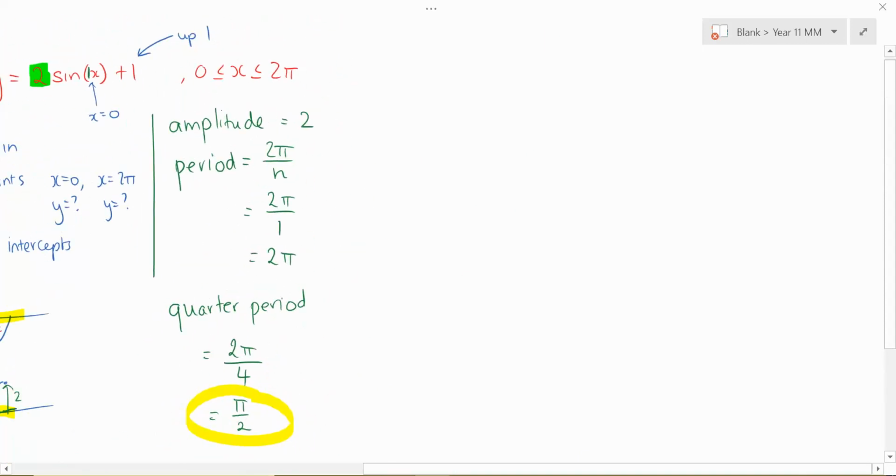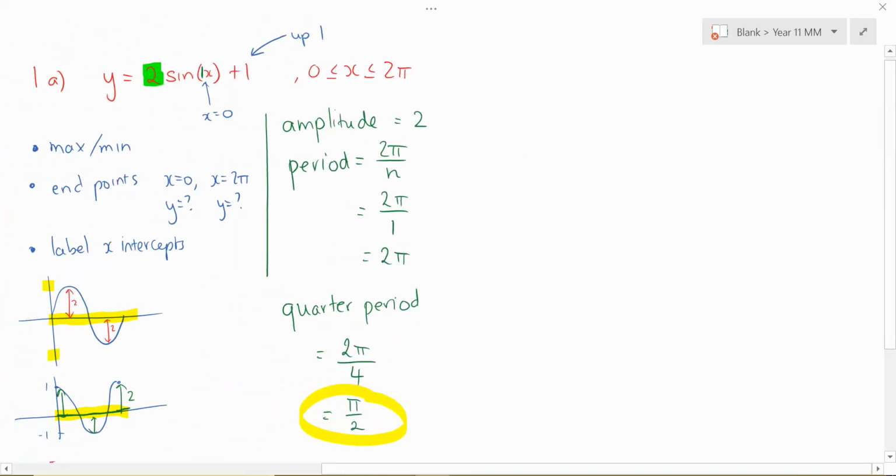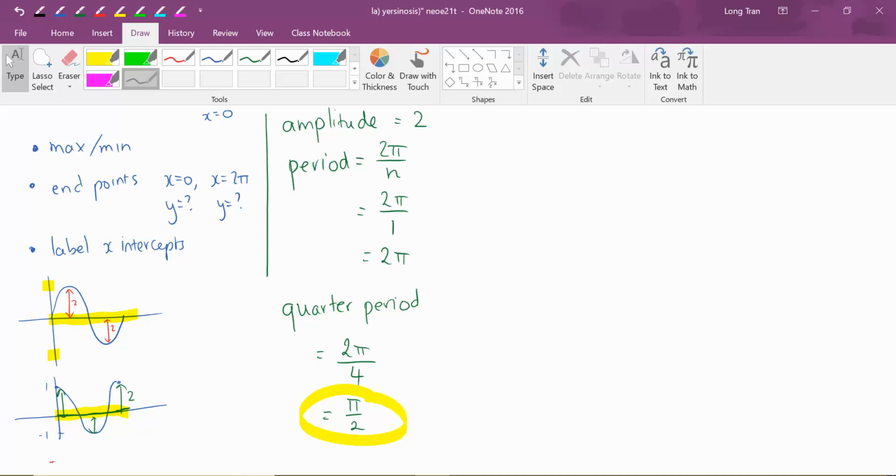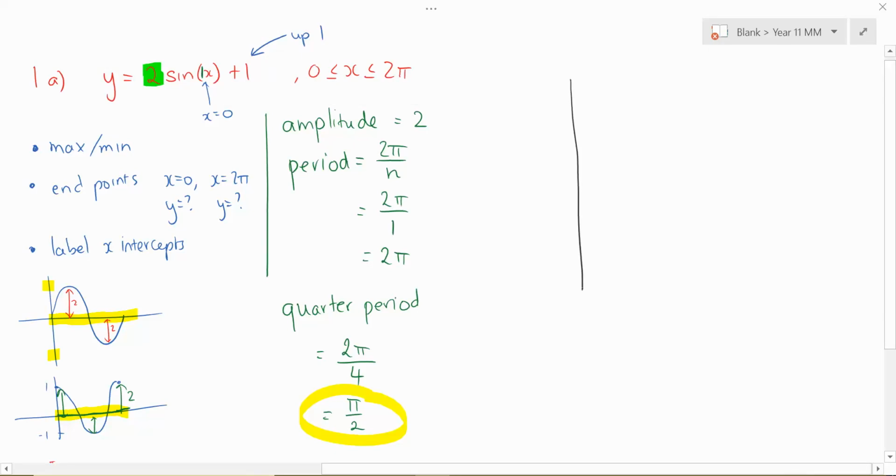Now let's go back to our problem. So here we go, we're back to this problem, and we are going to try to sketch very roughly, because remember there are three things I need: maximum, minimum endpoints, and x-intercepts. Okay, so here we go. I'm going to draw.